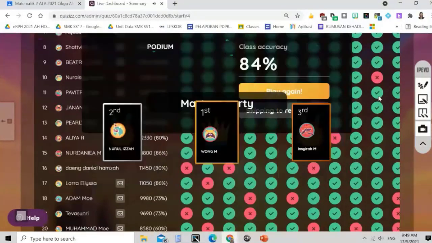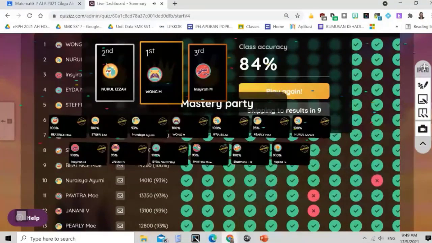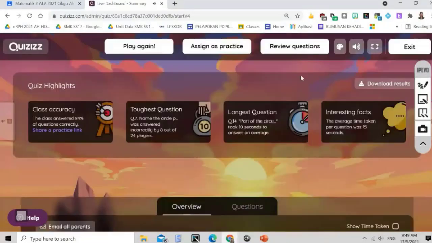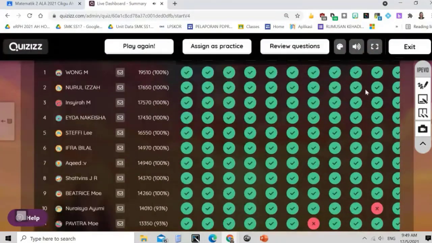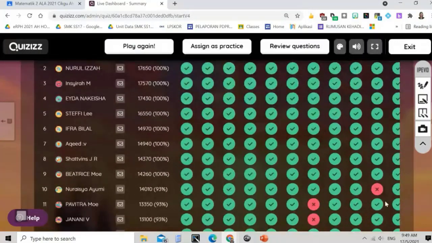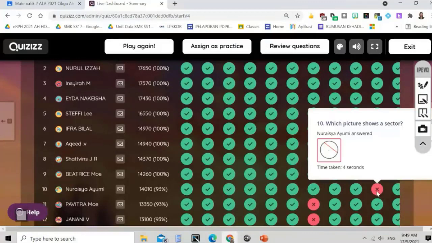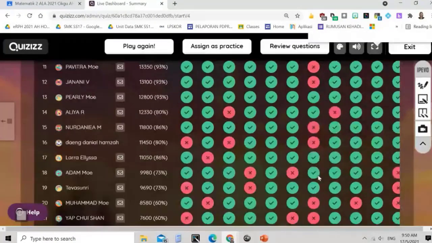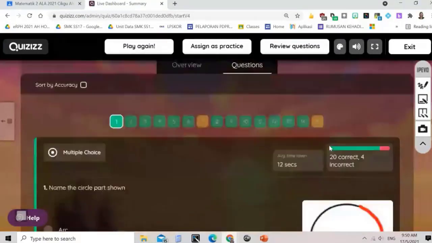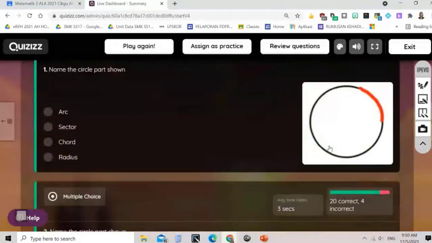So you can see a good accuracy of 84%, which means still okay. All the green ones are all correct, so no problem for a few of the students. Aisyah Ayumi still got one question wrong. Which picture shows a sector? Some of you answered wrong. I want to go through very fast because your friends who cannot answer online should get to check. So name the circle part shown, this one, the red color one. What's the answer?